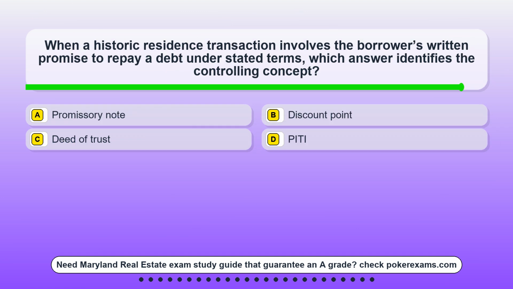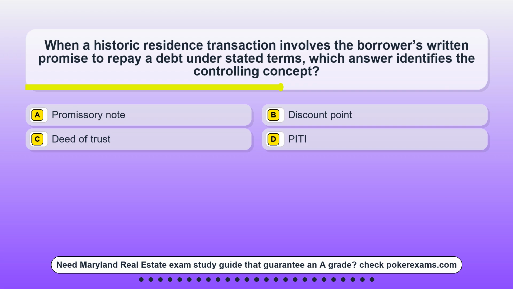Question 5. When a historic residence transaction involves the borrower's written promise to repay a debt under stated terms, which answer identifies the controlling concept? Option A, promissory note. Option B, discount point. Option C, deed of trust. Option D, PITI.